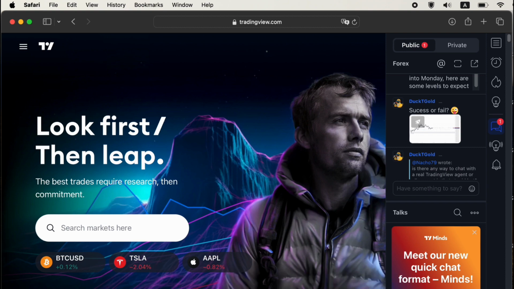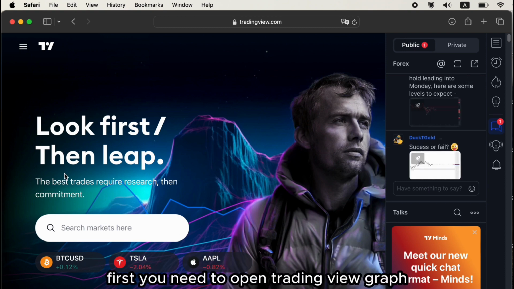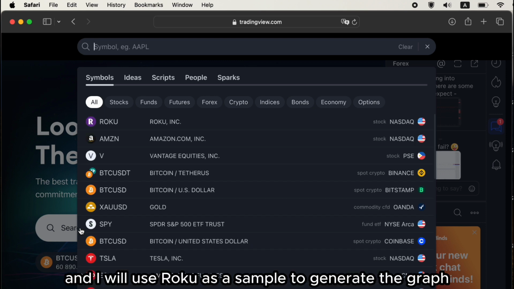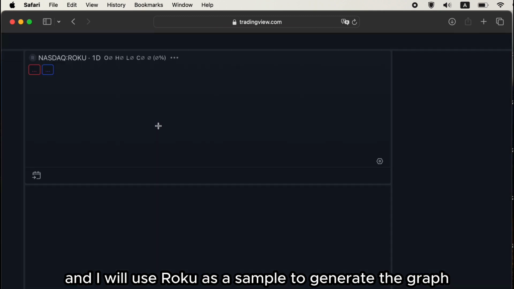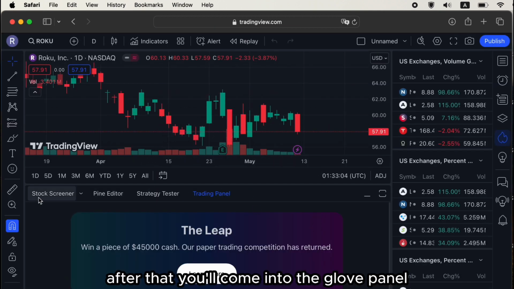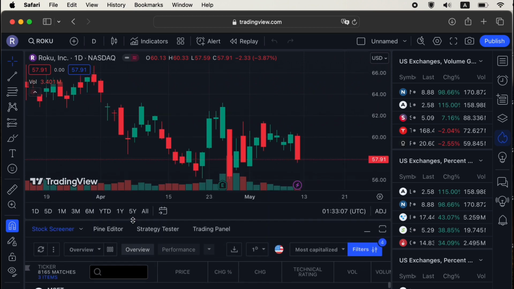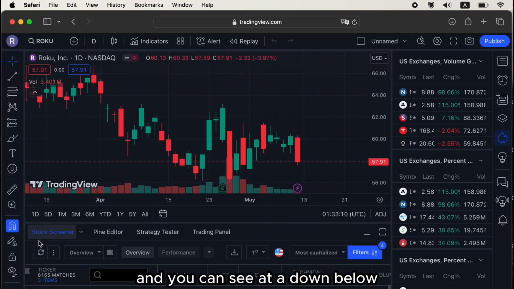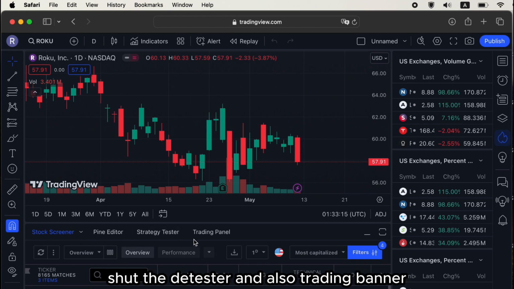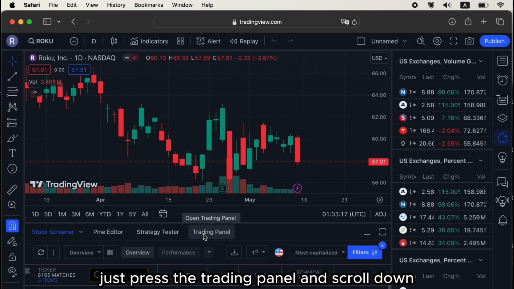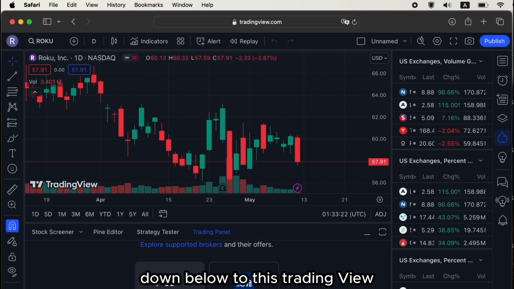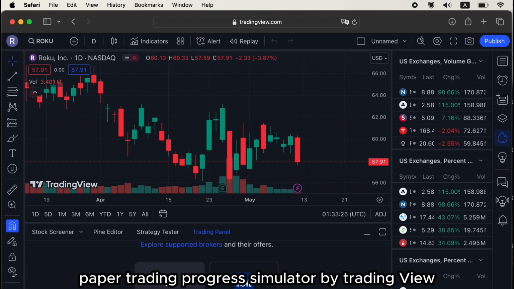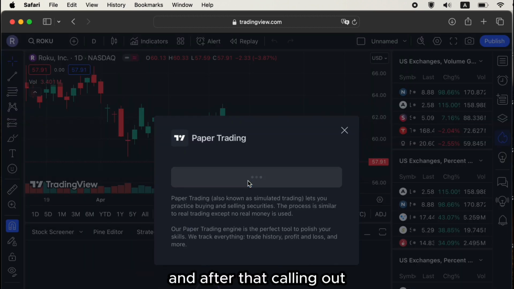So let's start. First, you need to open a TradingView graph, and I will use Roku as an example to generate the graph. After that, you'll come into the graph panel, and you can see at the bottom it has Stock Screener, Pine Editor, Strategy Tester, and also Trading Panel. Just press the Trading Panel and scroll down to this TradingView Paper Trading brokerage simulator by TradingView, and after that, connect.